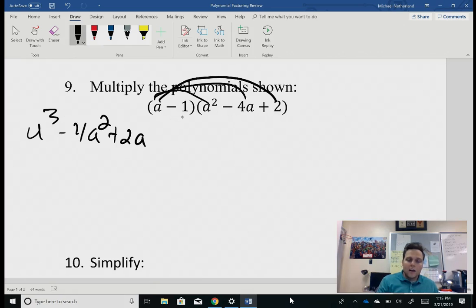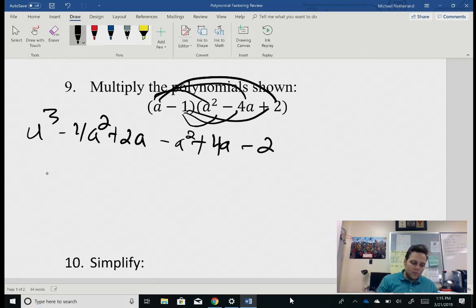Okay, so now I can move on to this negative 1. Negative 1 times a squared is negative a squared. Negative 1 times negative 4a, negative times a negative makes it a positive. 1 times 4a is just 4a. Negative 1 times 2 would be negative 2.